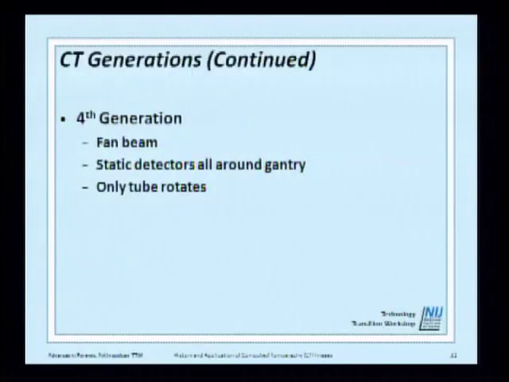The third generation is where they started including the helical scan, with multiple angle acquisition at each position, and much faster, as you see, a 0.5-second rotation. And then the fourth generation CTs, where they have a fan beam and static detectors all around the gantry, a larger number of detectors which detect the X-ray, and only the tube rotates.